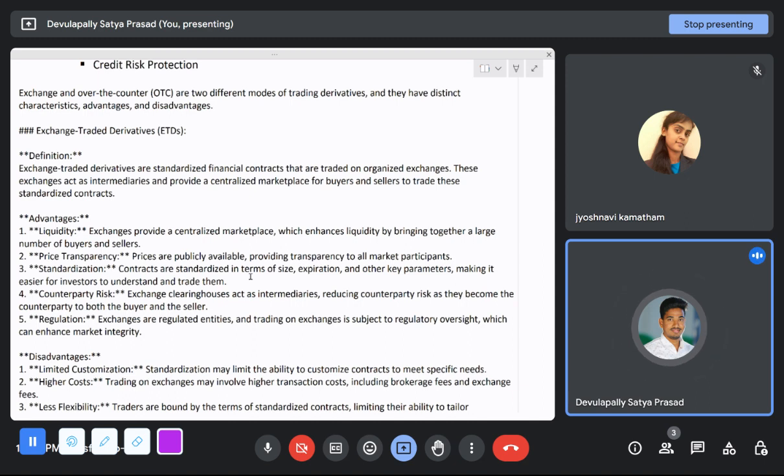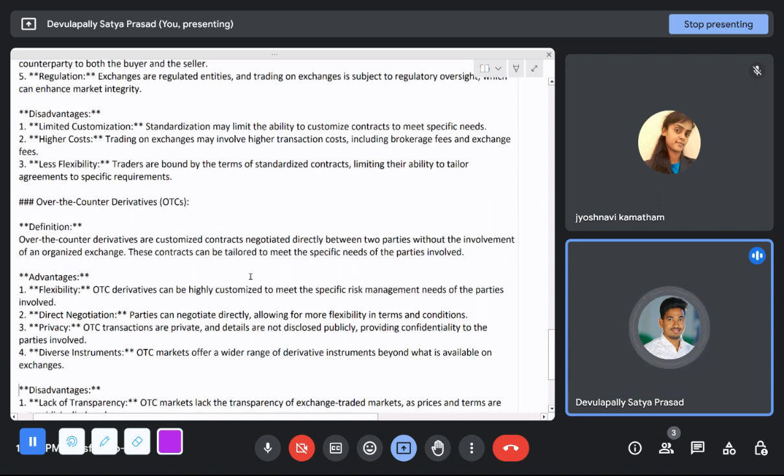So to mitigate this risk, the exchange will protect us from this kind of risk, like credit risk or counterparty risk. And it is more regulated, so there is less chance of any scams or any kind of illegal activities happening in an organized exchange.